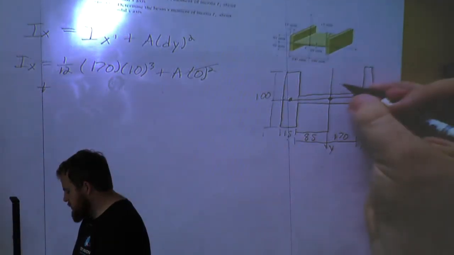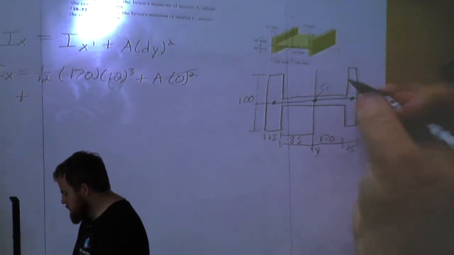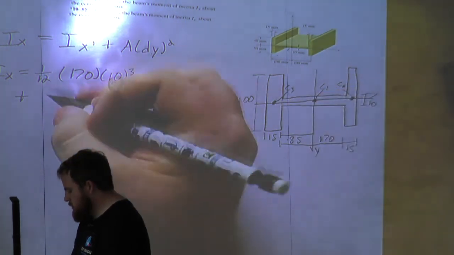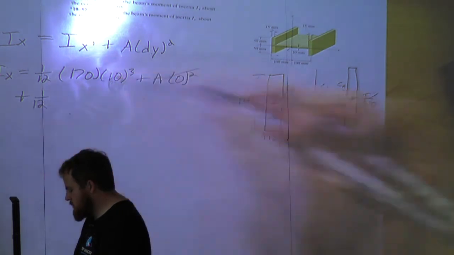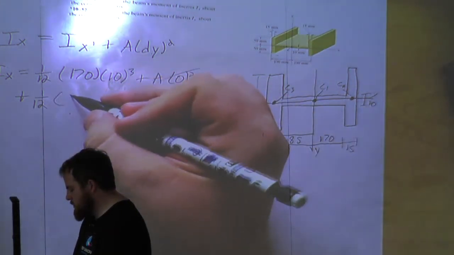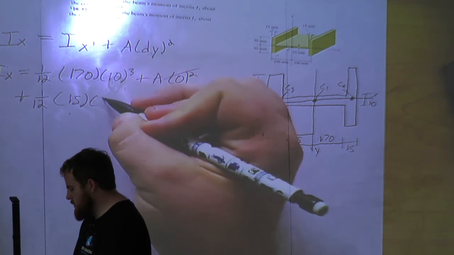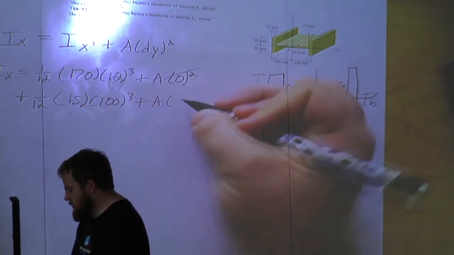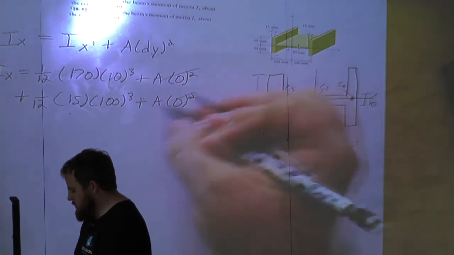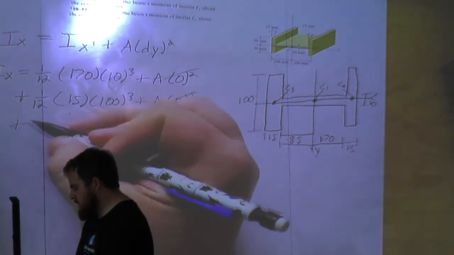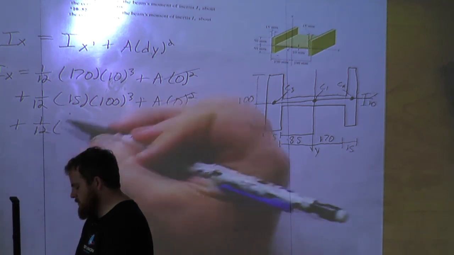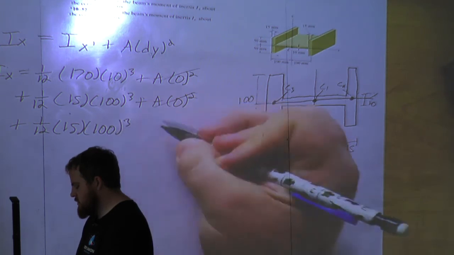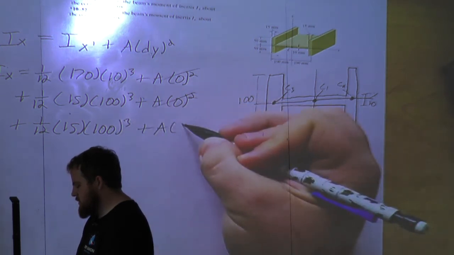Now, let me label these. That's C1, this is C2, and this is C3. So we're going to do this part. Our base is going to be 15, and our height is 100, and our dy is 0 again. So that's gone. And then our last part, 1/12, base of 15, height of 100, and dy is 0.